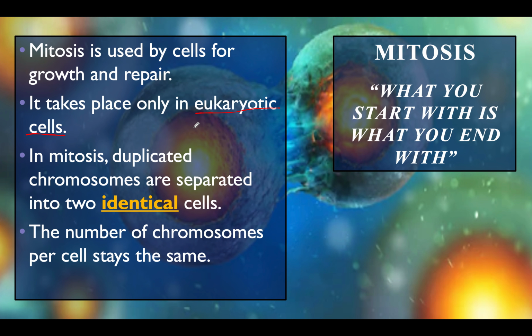Now, the number of chromosomes per cell stays the same, and that will be the same for all mitotic divisions, okay? If you began with 46 chromosomes, as we humans do, after mitosis, you're going to have two cells with 46 chromosomes, exactly the same.